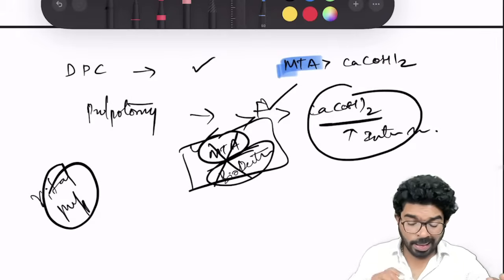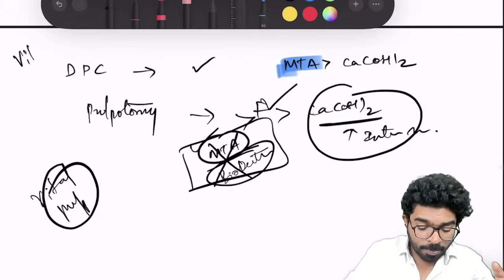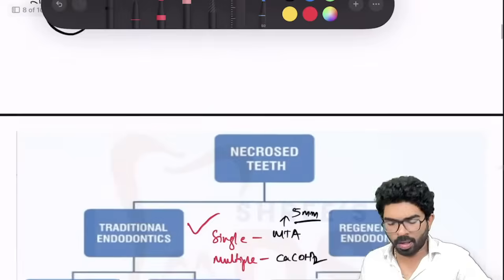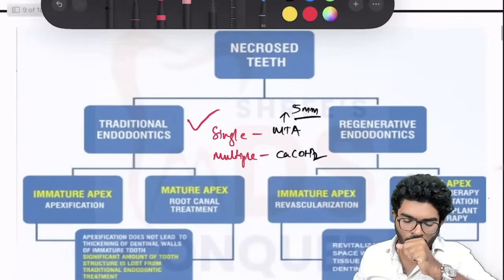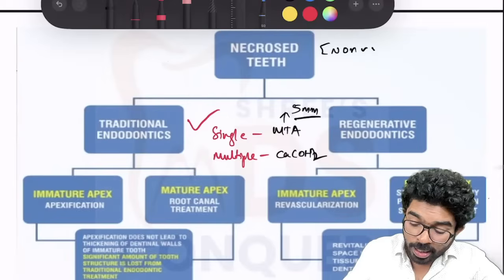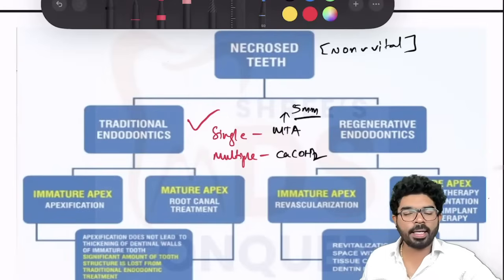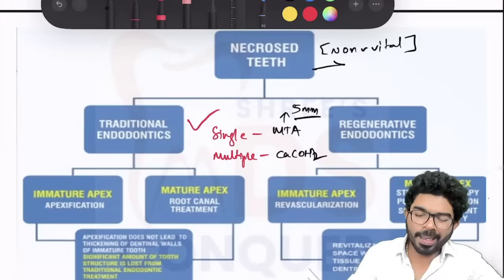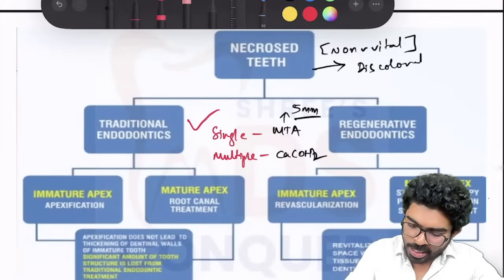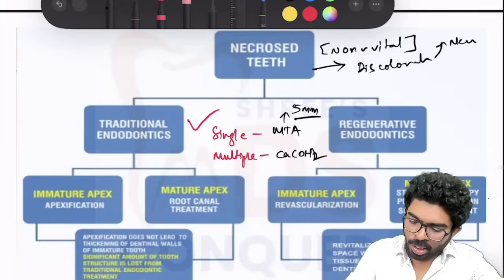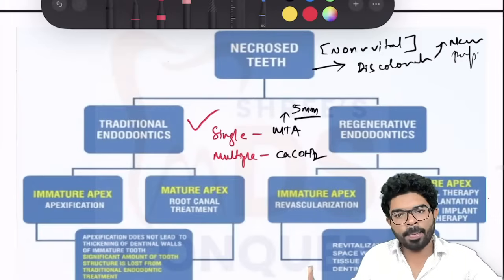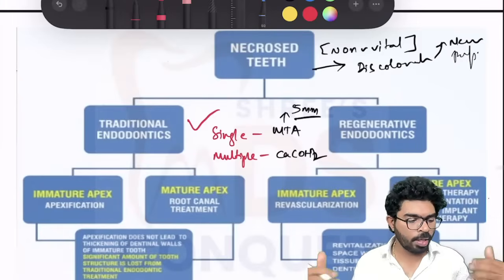Okay, so till now we have discussed vital pulp. Now I'm jumping into non-vital pulp. Non-vital pulp is nothing but necrotic teeth. In non-vital pulp, clinically, what they can give is discoloration. Discoloration is basically due to necrotic pulp, necrotic teeth. So I have a non-vital pulp. Now I'm going to go with the flow chart.